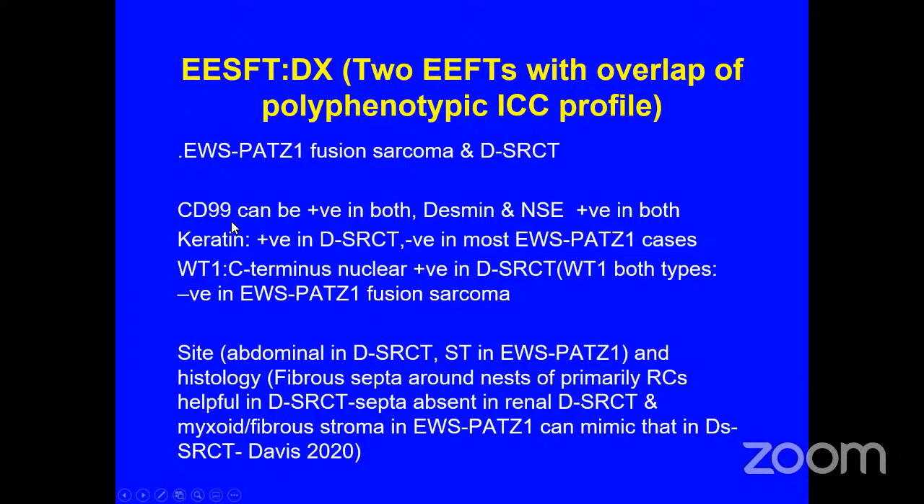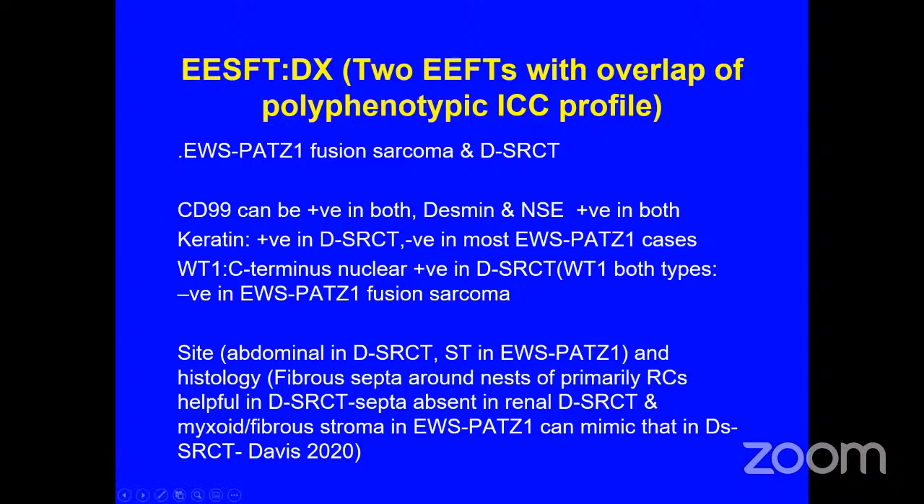And these two tumors make this point again very emphatically, that is, you have to take into consideration all features, clinical features in terms of primary site, the histologic features into consideration when you try to differentiate between these two tumors. So the site, namely abdominal in desmoplastic small round cell tumor, soft tissue in EWS PAD-Z1 tumors, and histology, that is fibrous septa around nests of primarily round cells in desmoplastic small round cell tumors, and the absence of these septa is to be noted in renal desmoplastic small round cell tumors. This is an exception. I'm just pointing out the difficulties in coming to this diagnosis in these two tumors.